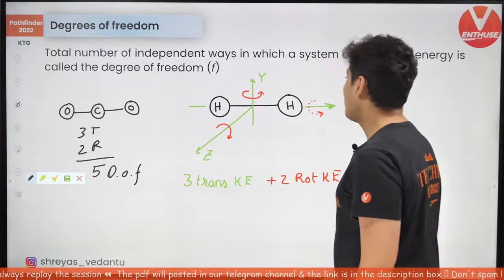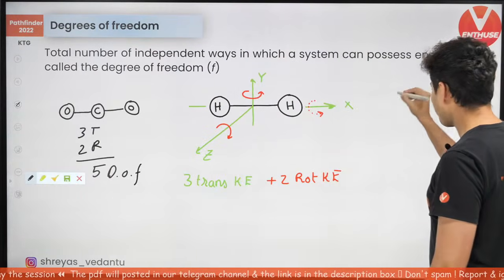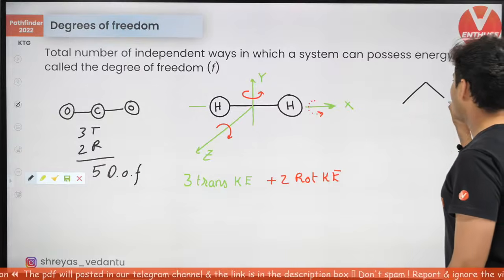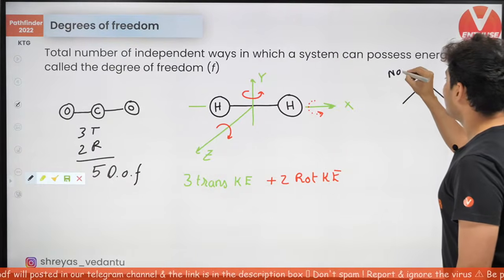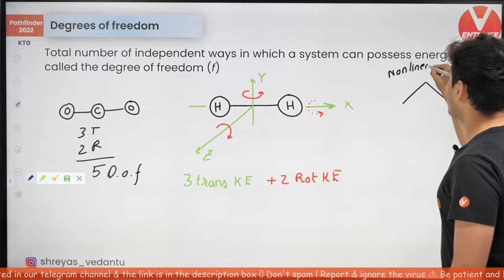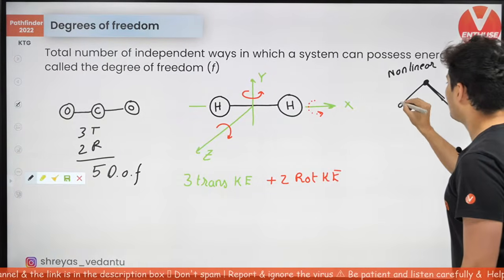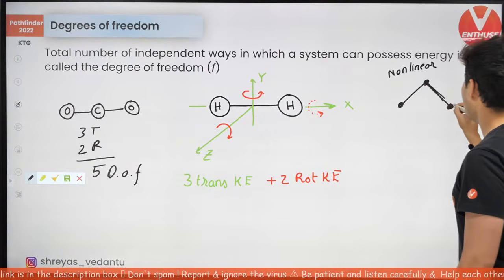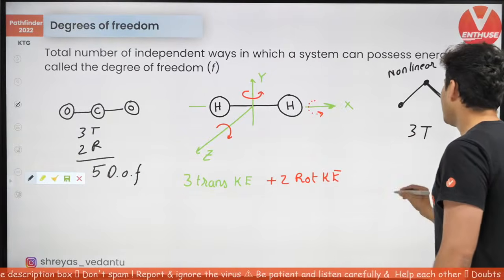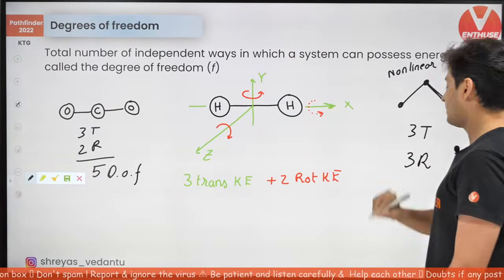Similarly, if you have molecules like H2O, which is non-linear, then when you have atoms here, here and here, apart from 3 translations, the 3 rotations will also be there.